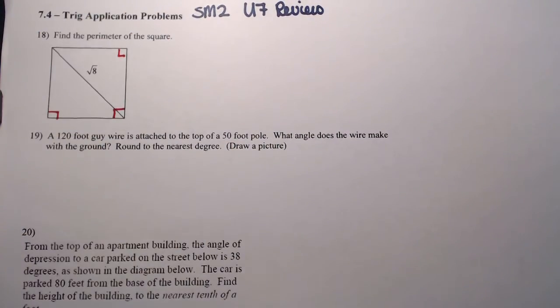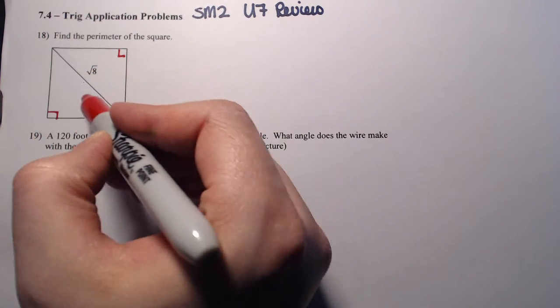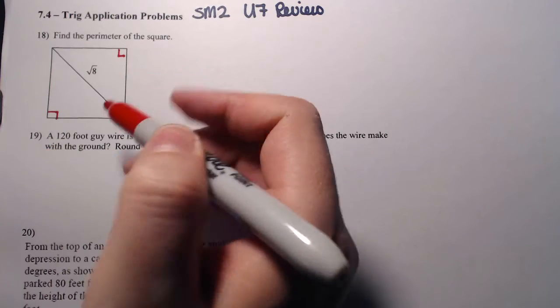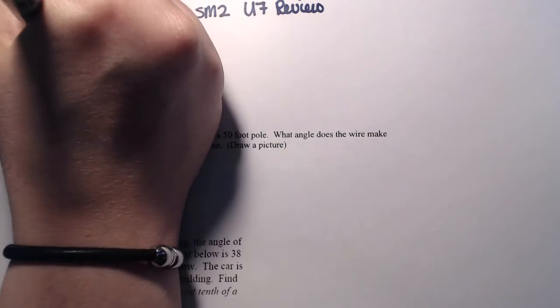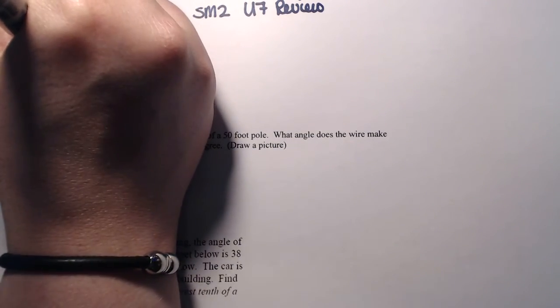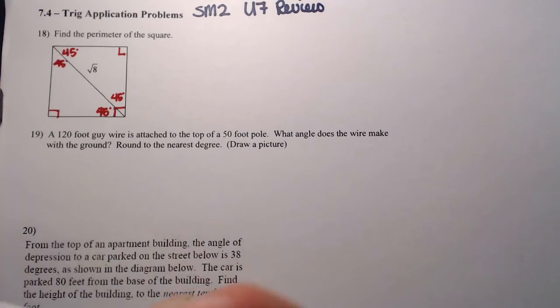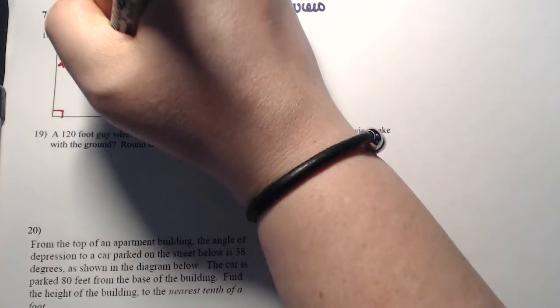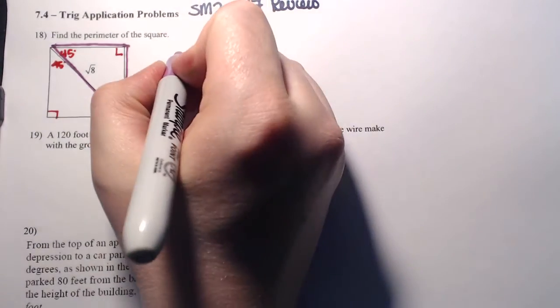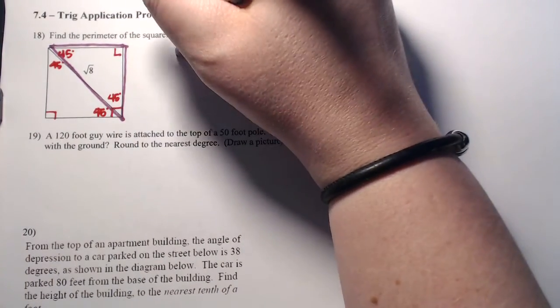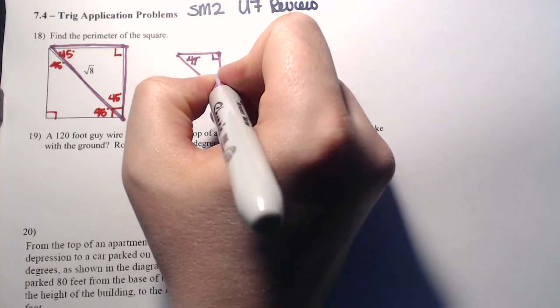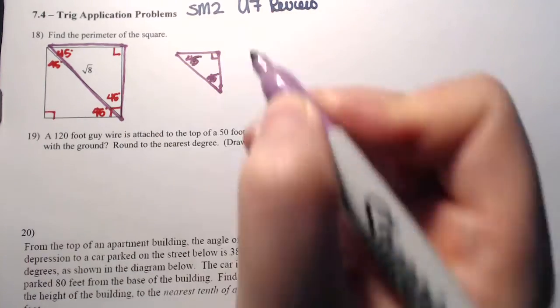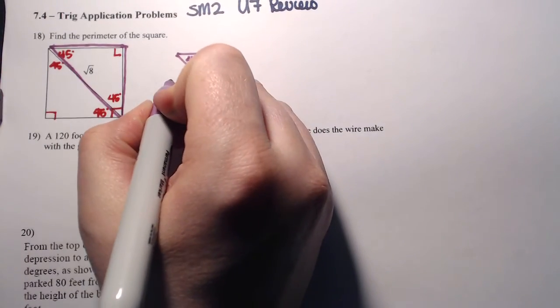Well, if those angles are 90 degrees, and the diagonal of a square bisects the angle, it's splitting it up into 45-degree angles. Well, now we have a 45-45-90 triangle. So if it helps you to visualize it, redraw it. So I have this 90 degrees, 45 degrees, 45 degrees. And I have the hypotenuse of that triangle.